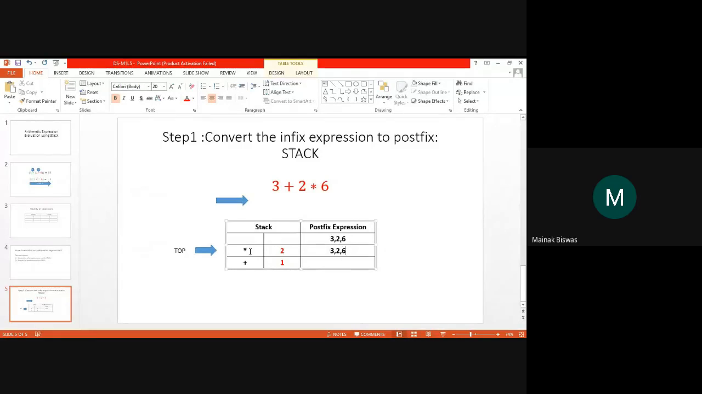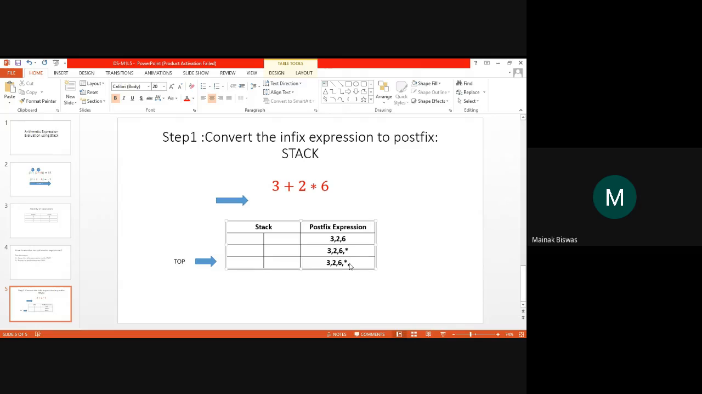It pops plus multiplication as we reach the expression. Okay, and then it pops the second operand, that is addition. So this is again popped. As soon as we reach the end of the expression, all the expressions are popped.